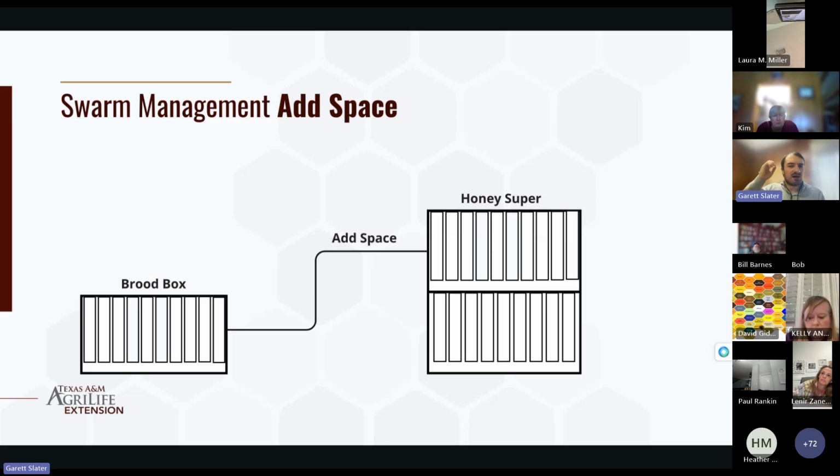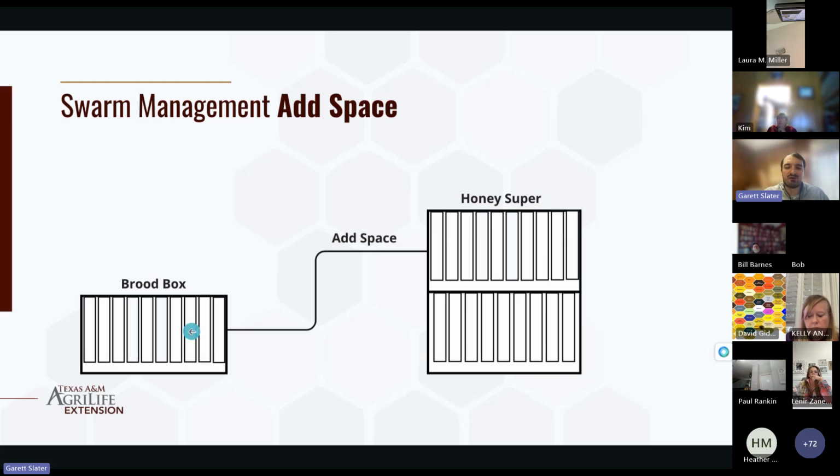And so we will talk about swarm management a lot more. Especially when your colonies begin, or when we start entering swarm season, we'll talk about different ways to manage or eliminate swarming. But the best way is really to add space.